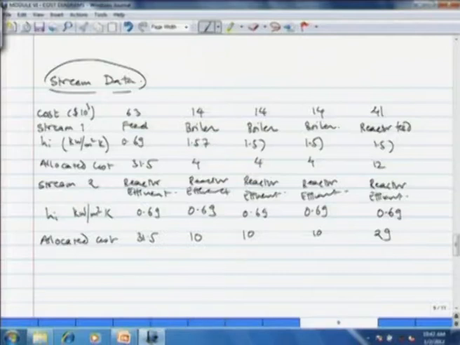We wrote the annualized capital cost of all these 5 exchangers: 63, 14, 14, 14, 41. These are $1,000. Then we wrote the streams that are treated in that particular exchanger. Like heat exchanger 1, the stream 1 is the feed, remember it is the recycled toluene feed, and the second stream is the reactor effluent, and the two coefficients were 0.69 kilowatt per meter square per Kelvin, and therefore the total annualized cost of $63,000 is distributed equally.